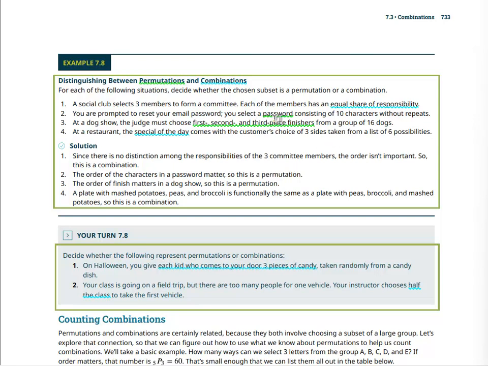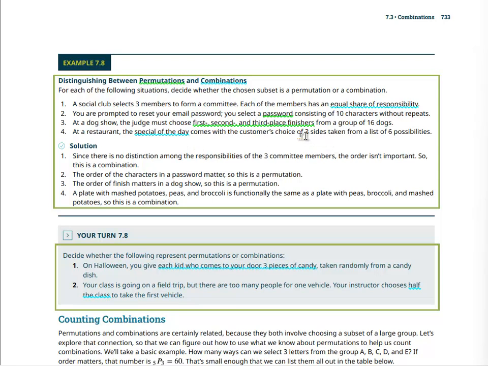For the password, well, even though it doesn't say so, the order definitely matters. Okay, so you take the same 10 letters for your password, and if you scramble them, well, it's a totally different password, and you scramble them again, totally different password, and you have all these permutations, so definitely that matters, and that would be a permutation. First, second, and third place finishers, that kind of gives it away. That's a permutation.